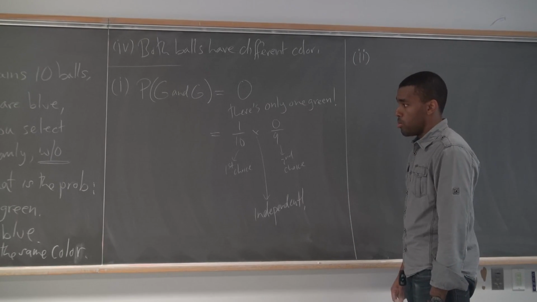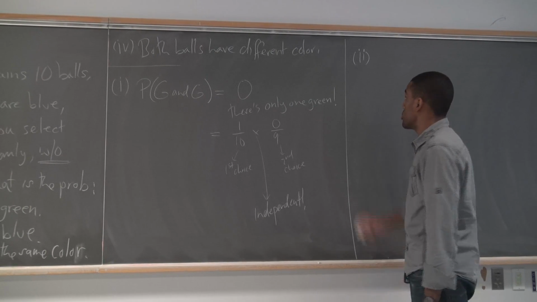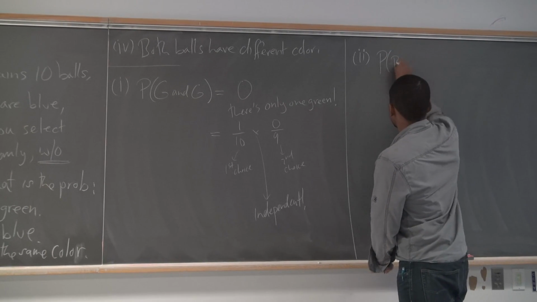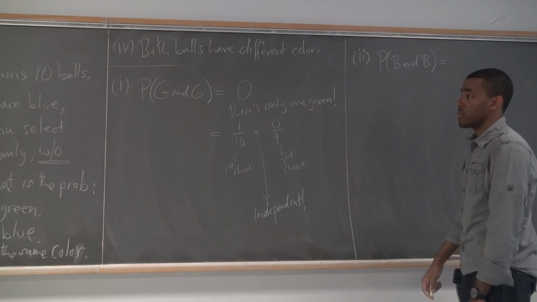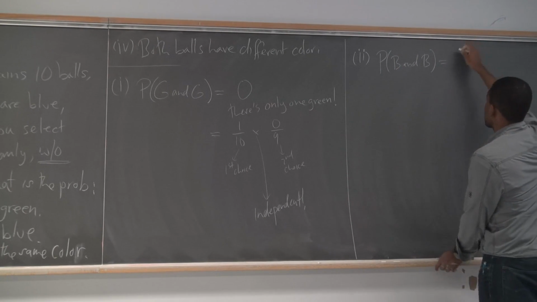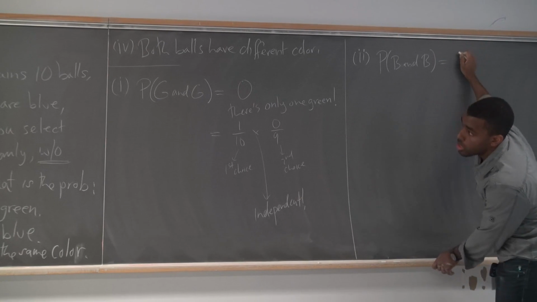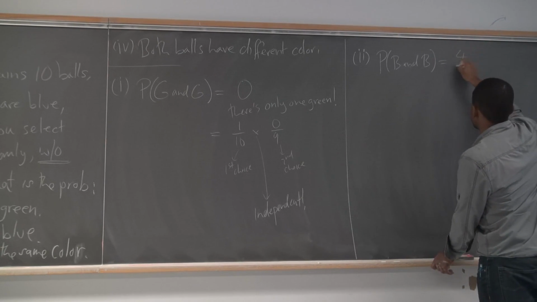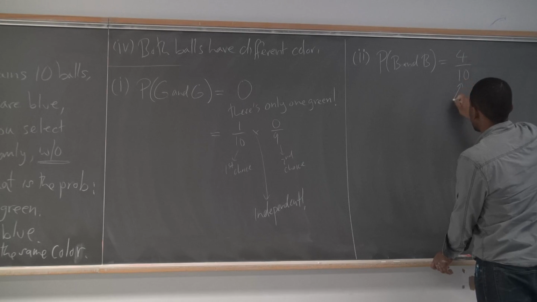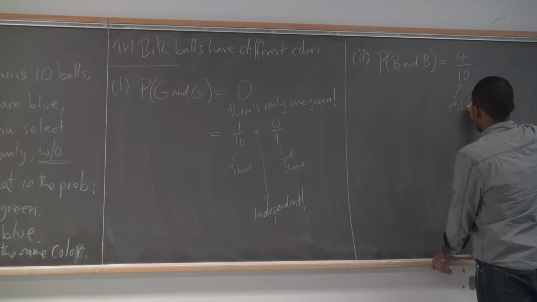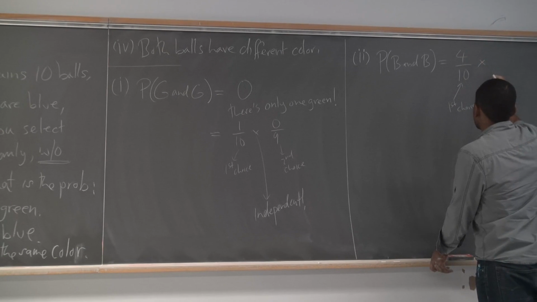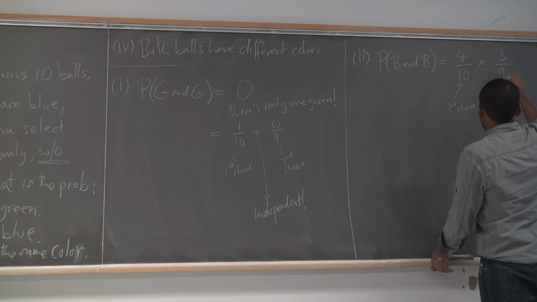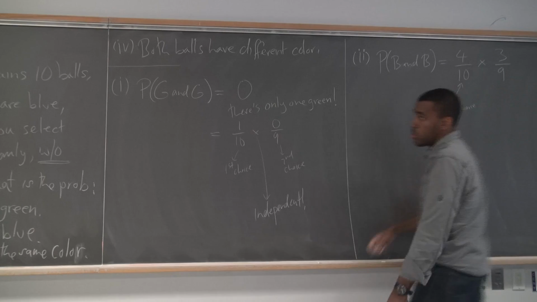What about the probability that both are blue? 4/10. Okay, so there are 4 blue balls. So the first choice is 4 out of 10, times 3 out of 9. Now I only have 9 balls remaining because it's without replacement.